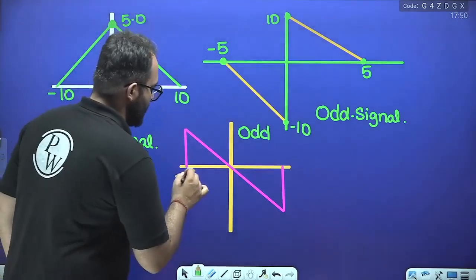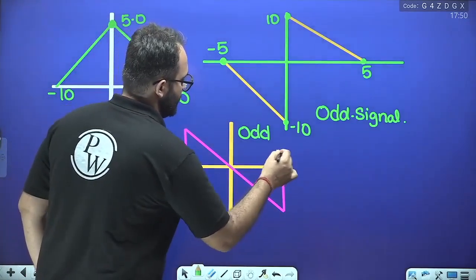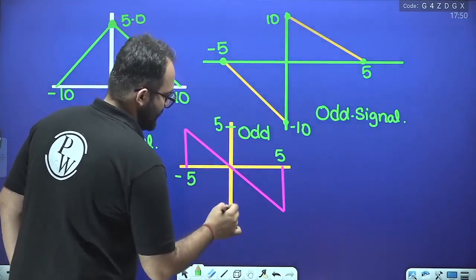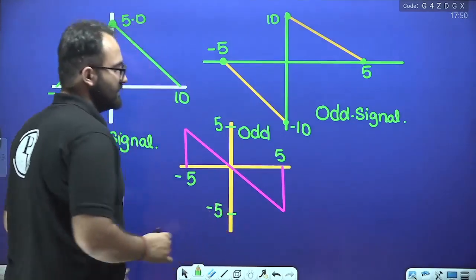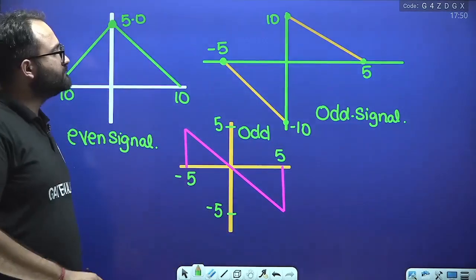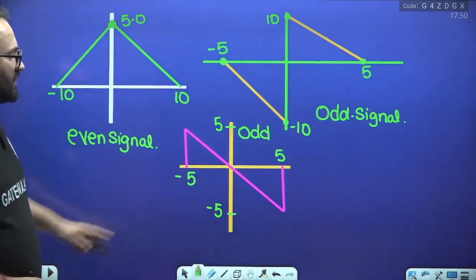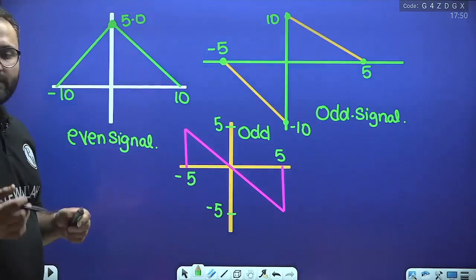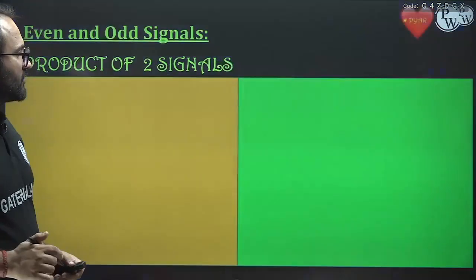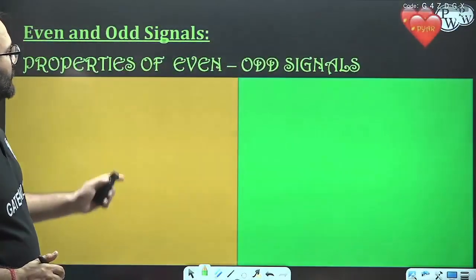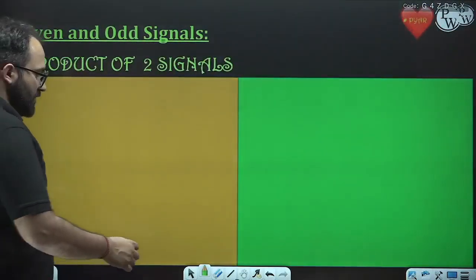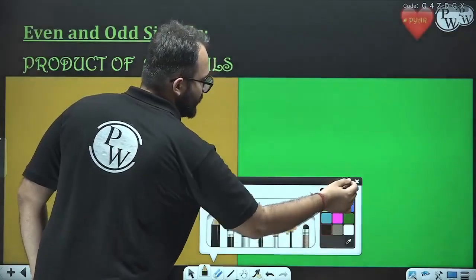So let us do the marking. Minus 5, 5, height is 5, height is minus. Okay, so we can see that this is also anti-symmetric, right? Okay, so these are odd signals. One more thing about odd signals, there are two more properties about odd signals. Let me check if there is a page for it. Yes, there is. So now let's move on to a few points.